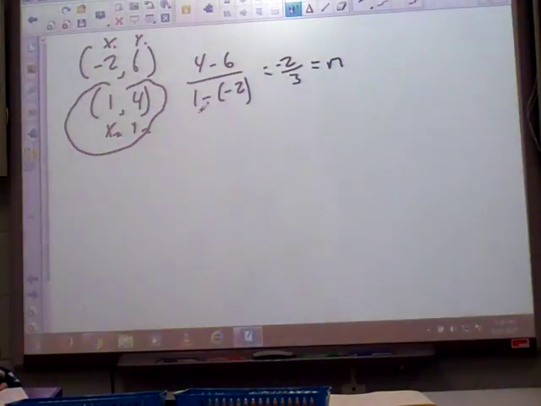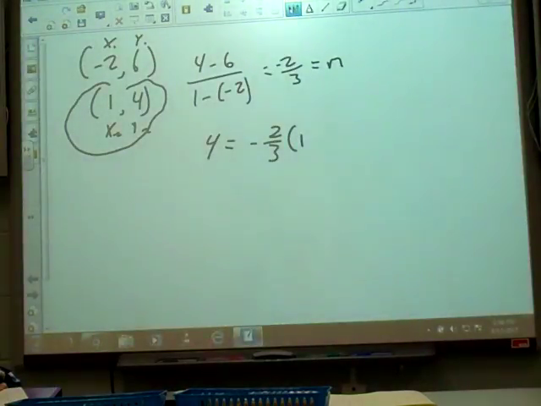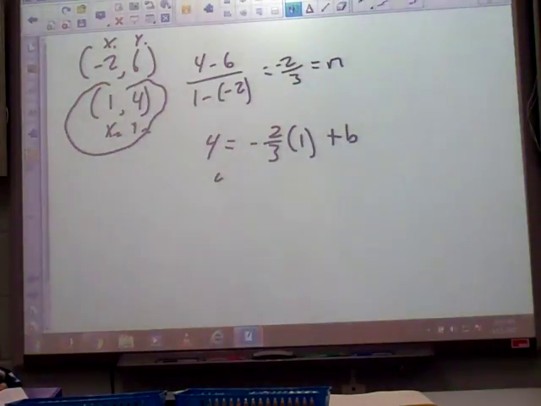Let's write it. Slope-intercept: y, that's Hayden's y, equals m, x, there's Hayden's x, plus b. We okay? Negative 2/3 times 1 is just negative 2/3.